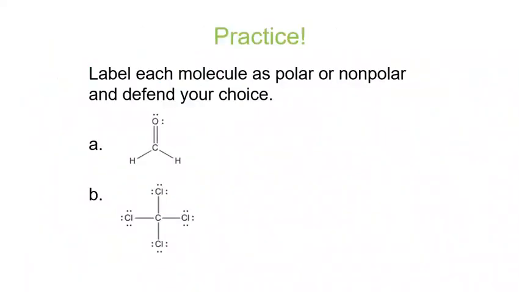So I want you to go ahead and pause your video and try this out. Label each molecule as polar or nonpolar, and then explain why. Defend your choice. So you're going to go through the same procedure that we've done before, where first you figure out if there are any polar bonds, then you figure out what the shape of the molecule is, and then you figure out if the polar bonds cancel each other out or reinforce each other. Okay, go ahead, pause the video, try it out. We'll go through it together. Give you the answers in 3, 2, 1.